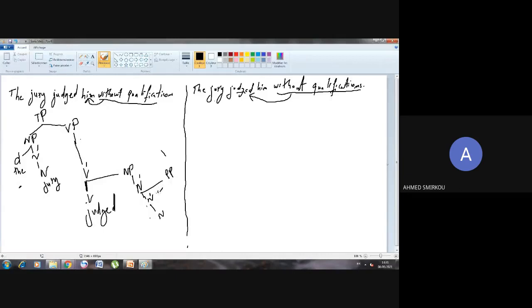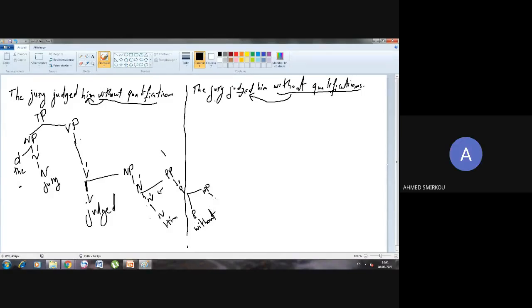Sister to N bar, dominated by N bar. Here, him. Then you continue the preposition phrase. What do we have here? We have one preposition. First, we add the P bar. After that, we add one preposition on the left and an NP, because the NP is always a complement of the preposition.